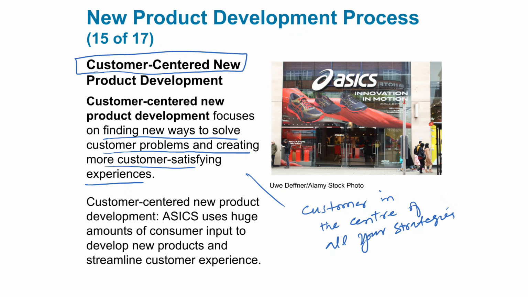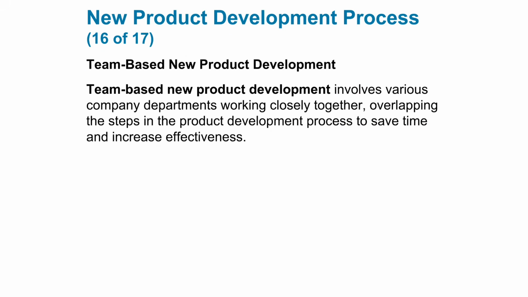There's an example of a sportswear company where they focus a lot on consumers' input. So you remember idea generation, idea screening, and market and concept testing, a lot from external sources. So consumer input to develop new products and streamline customer experiences. Companies can do that. I told you there are two options, either internal or external. Internal is employees, external is customers.